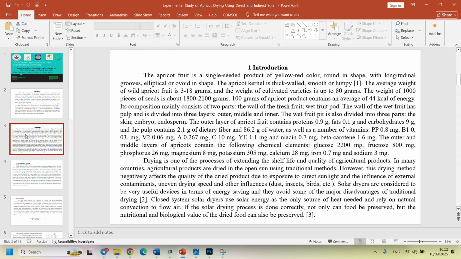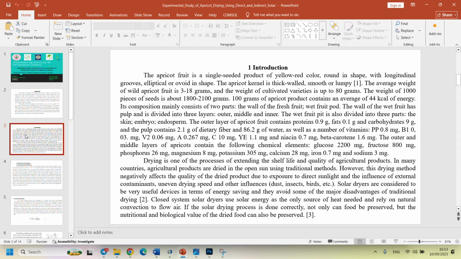PP 0.8 milligram, B1 0.03 milligram, B2 0.06 milligram, A 0.267 milligram, C 10 milligram, E 1.1 milligram, and niacin 0.7 milligram. Beta carotene is 1 milligram.